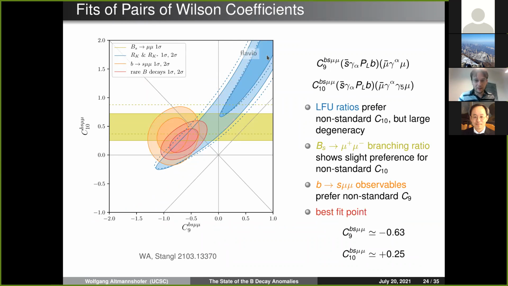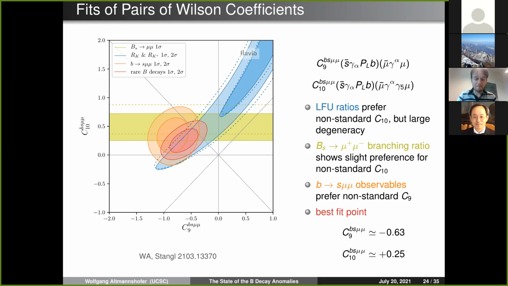So up there, you can try to explain why RK is a bit larger than RK star, or why RK star differs in absolute value more from the standard model prediction. Down here, RK and RK star are more or less the same. So down here, the prediction would be that both RK and RK star would be around 0.8 or 0.85 or something like that.